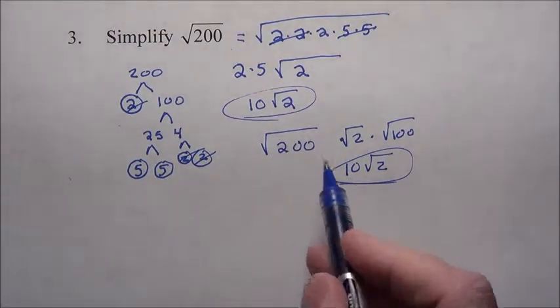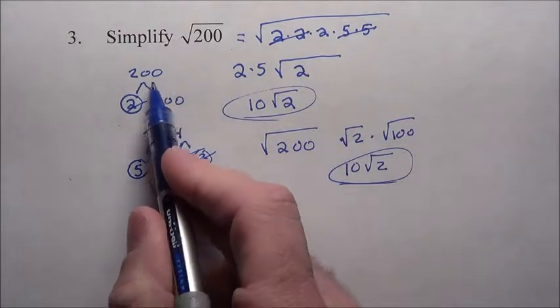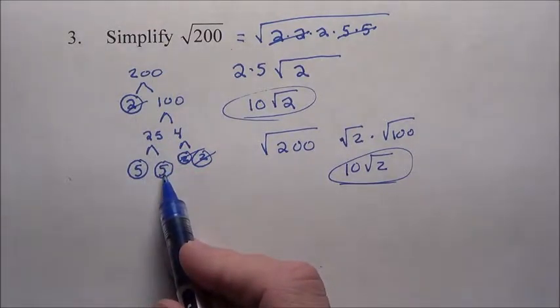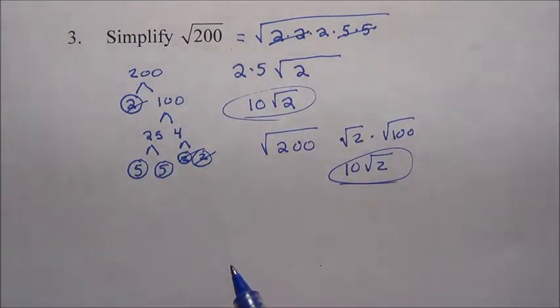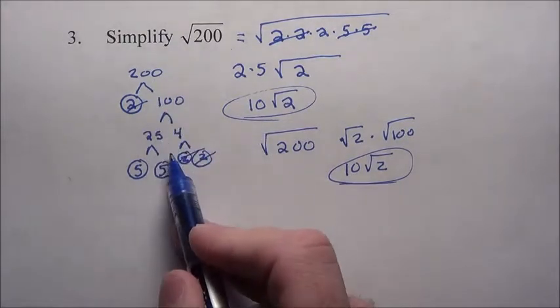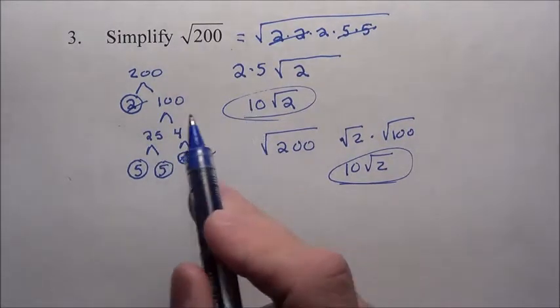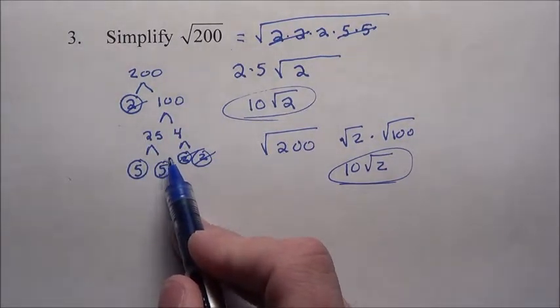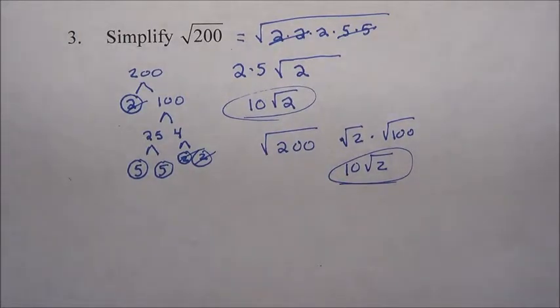If you struggle with things and you can't see perfect squares, hey, go to this. Get the prime factorization. It will never fail you. That's what I like to go to. It's just easier for students, so this is the way I recommend most of you do it. And there's my answer, 10 root 2.